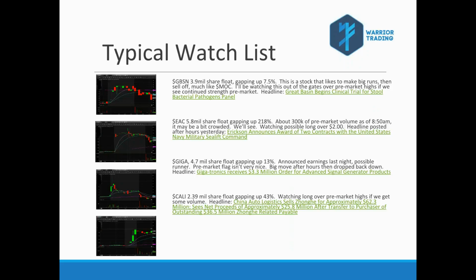It starts by going through the gap scanners, breaking them down stock by stock until I find usually 3, 4, sometimes 5 that look good. And this is what my watch list looks like pretty much every morning.